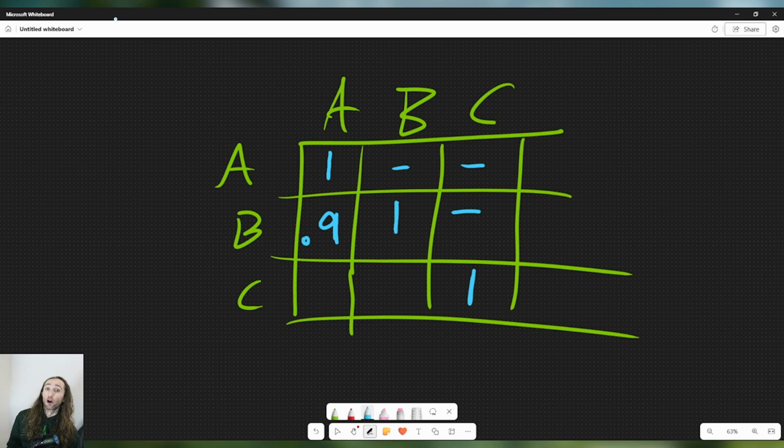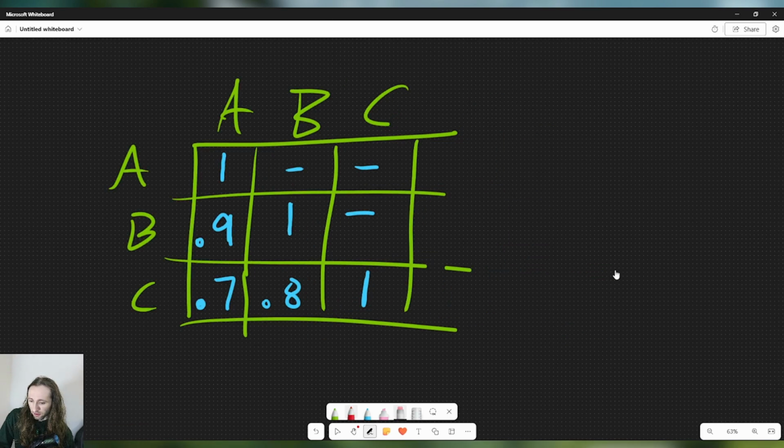And then we could do that for all the other combinations, which would be A and C, as well as B and C. So if we have A and C, let's just give these arbitrary values of 0.7, and let's give B and C 0.8. So this is a very, very simplified distance matrix. If we want to actually show you what this looks like, let's compare B and C.